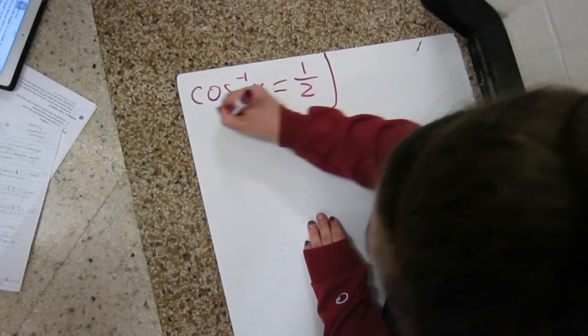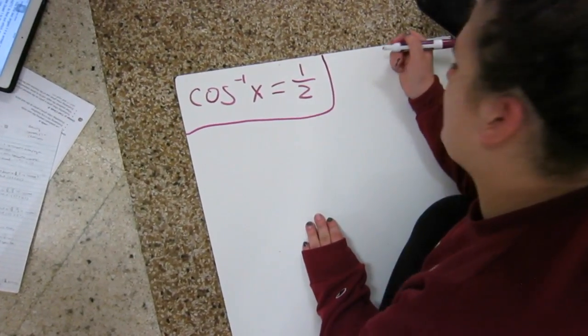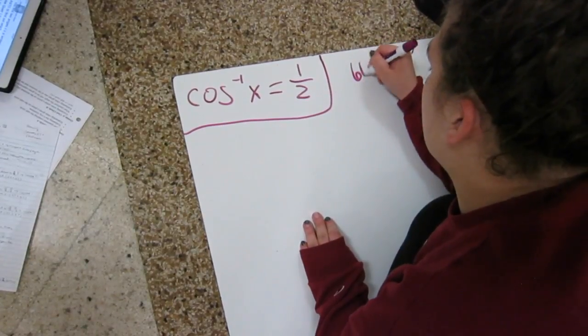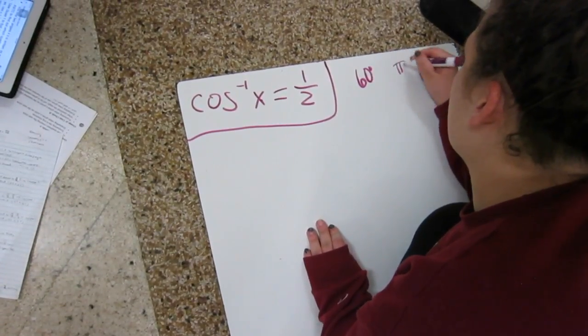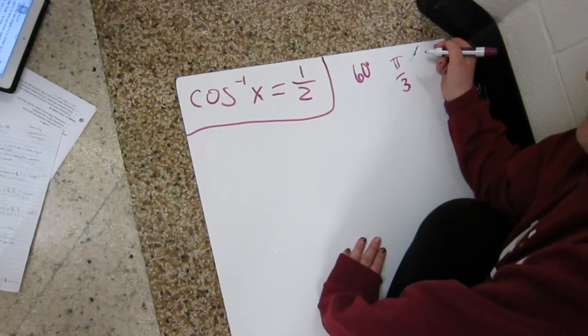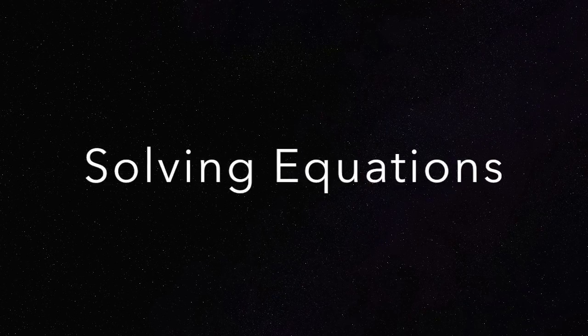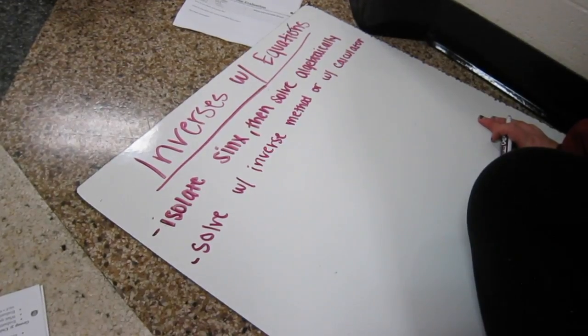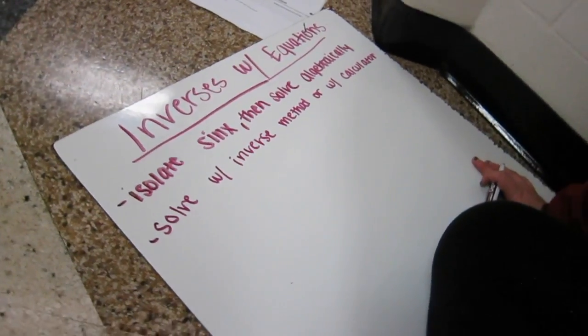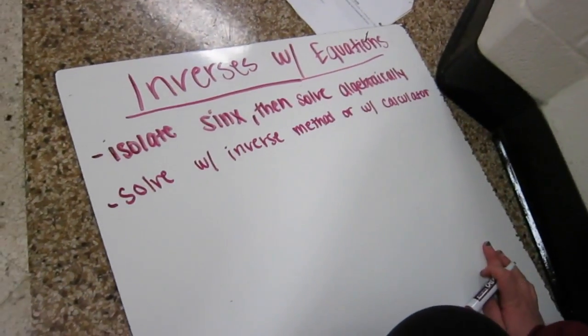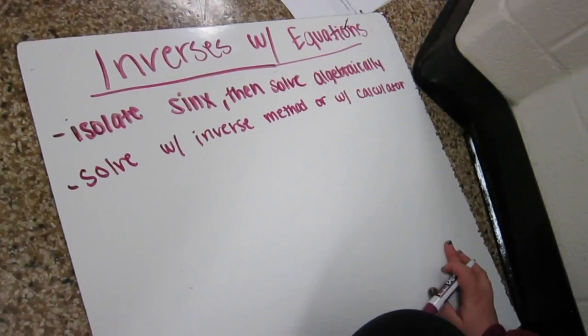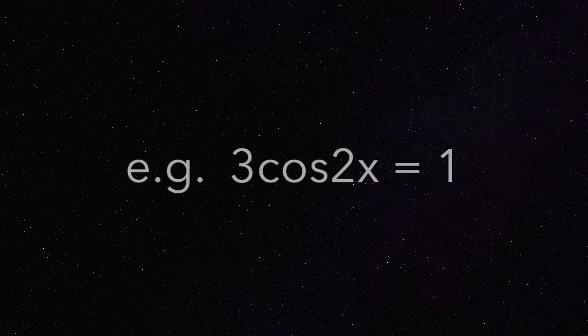To find this inverse, you would look at quadrant 1 and it would be 60 degrees or pi over 3. To solve an equation with inverses, isolate sine x, then solve algebraically. You can solve with the original inverse method, or you can use a calculator.